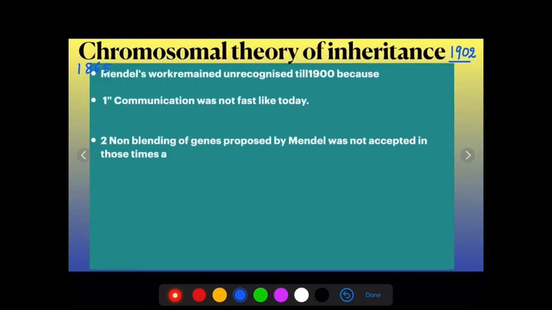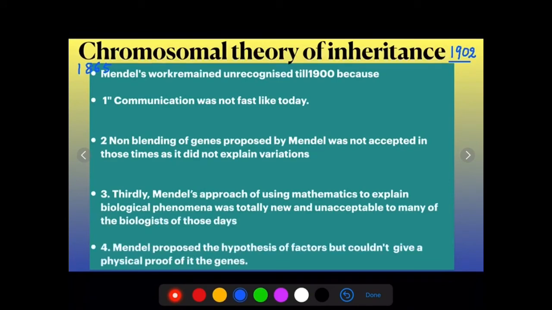Why? The first reason was that communication was not fast like today. We have mobiles and the internet, and communication is within seconds. But in those days, scientists did not come to know very well about Mendel's theory. The second reason was that Mendel proposed that genes did not blend, and this non-blending concept was not accepted in those times.